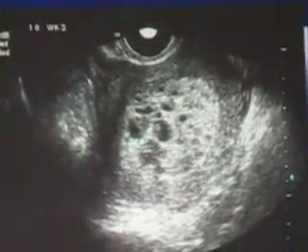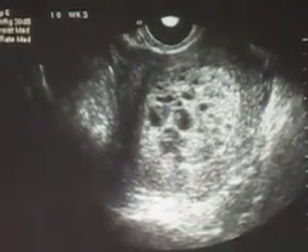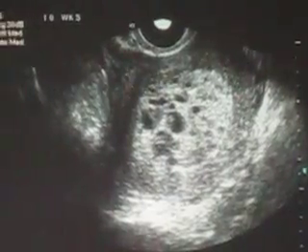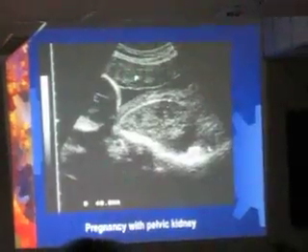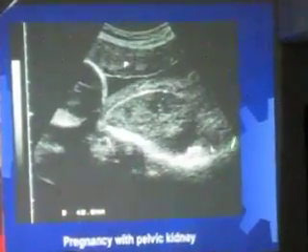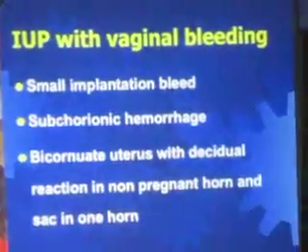Now here is an early pregnancy with a lot of cystic spaces, highly suspicious of a molar pregnancy. Right? It can also be diagnosed. Here you can see a large fibroid with pregnancy there, and here you can see a large dermoid with pregnancy. And here, as I said, a pelvic kidney along with pregnancy there.